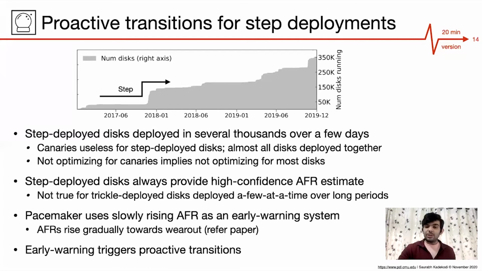So combining gradually rising disk AFRs along with high confidence AFR estimates, Pacemaker has devised an early warning system for the rising AFR in the context of step deployed disks. So what that means is when the step deployed disk's AFR crosses a certain configured threshold, Pacemaker knows that the AFR is going to rise in the near future, and it proactively issues the transitions such that the transitions are rate limited but can still happen before the AFR crosses the tolerable limit of that redundancy scheme.